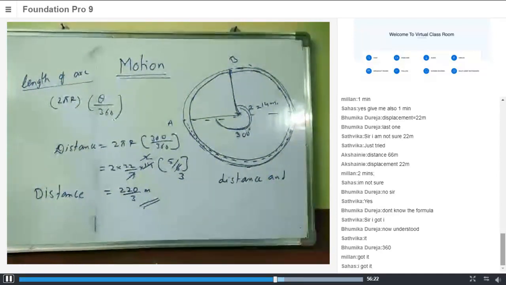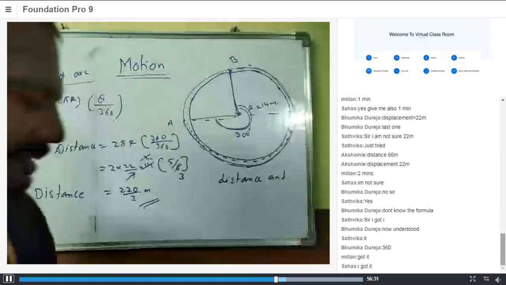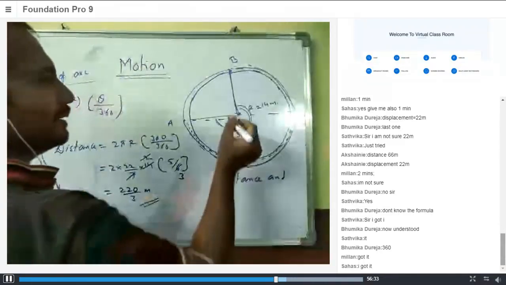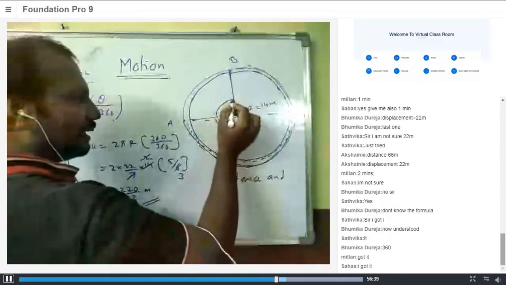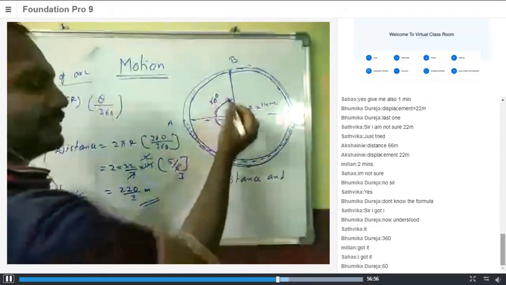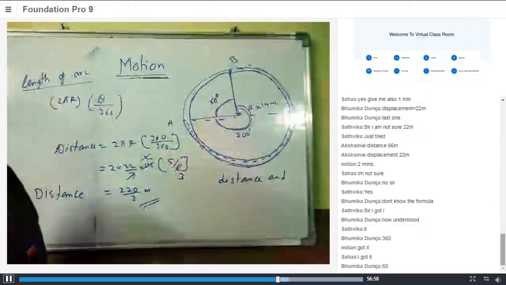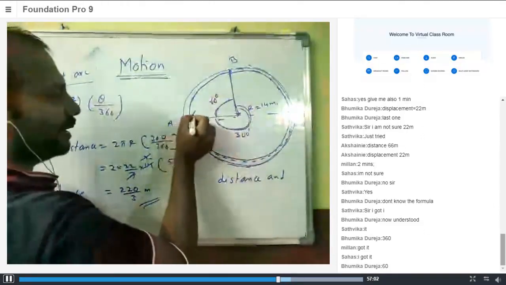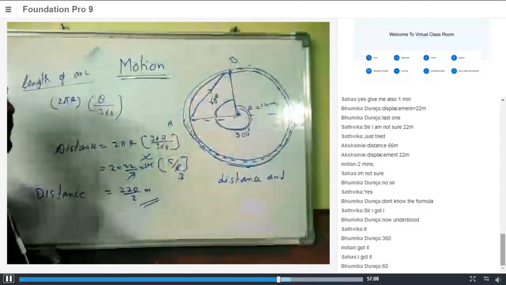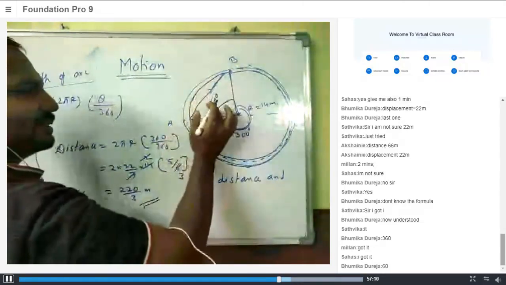So now if the total angle of the circle is 360 degrees, let's see this one. Now he is covering how much? He is covering 300 degrees. So what would be this angle? If he is covering 300 degrees, what is this angle? 60 degrees. Perfect. So this is 60 degrees, right? Now what is displacement? This would be displacement.